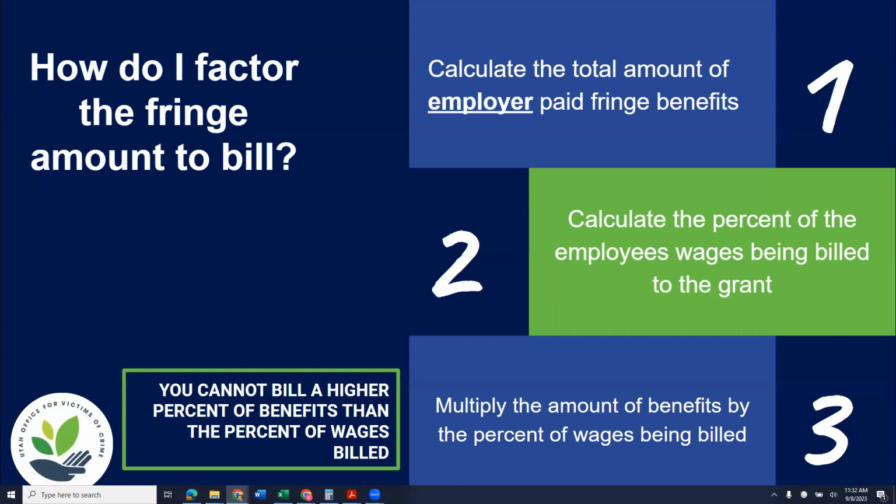Then you're going to multiply the amount of benefits by the percentage of wages being billed. Remember, you cannot bill a higher percent of benefits than the percent of wages being billed. So if you bill 50% of an employee's wages, you can only bill up to 50% of their benefits.